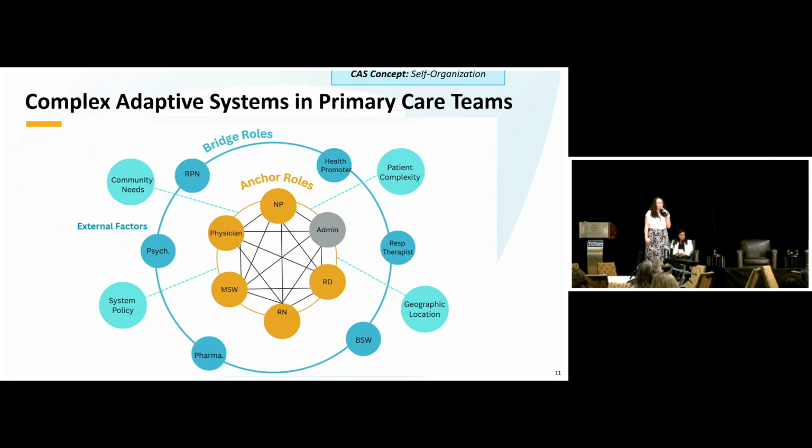So together, this demonstrates a key complex adaptive systems theory principle that capacity emerges from interaction and not just the composition of the team. So planning shouldn't just focus on how many or who, but rather how we work together as a team, how roles connect, how information flows, and how teams adapt to different contexts.